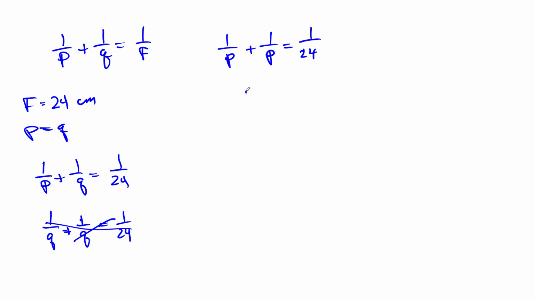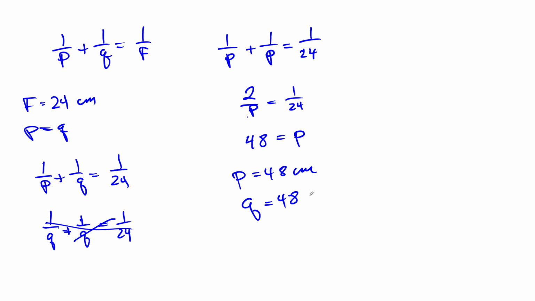Add these two together, you get 2 over P equals 1 over 24. So we've got to figure out what P is. Multiply both sides by P, and then by 24. So it'll be 48 is equal to P. So P is equal to 48 centimeters. Q is equal to 48 centimeters.